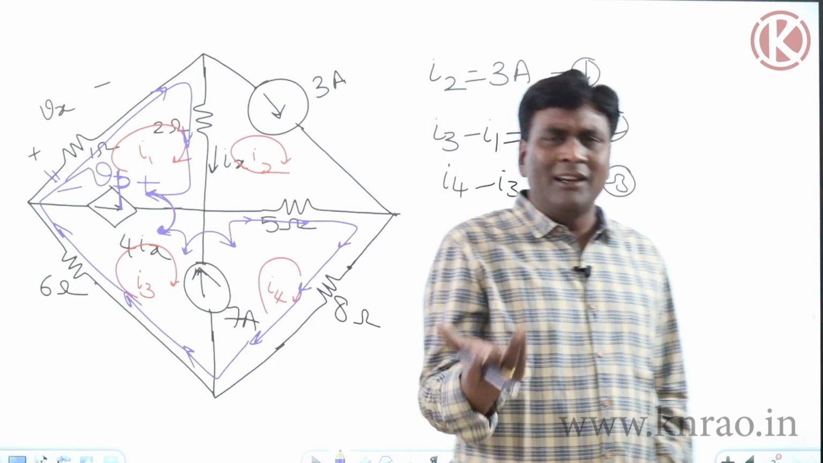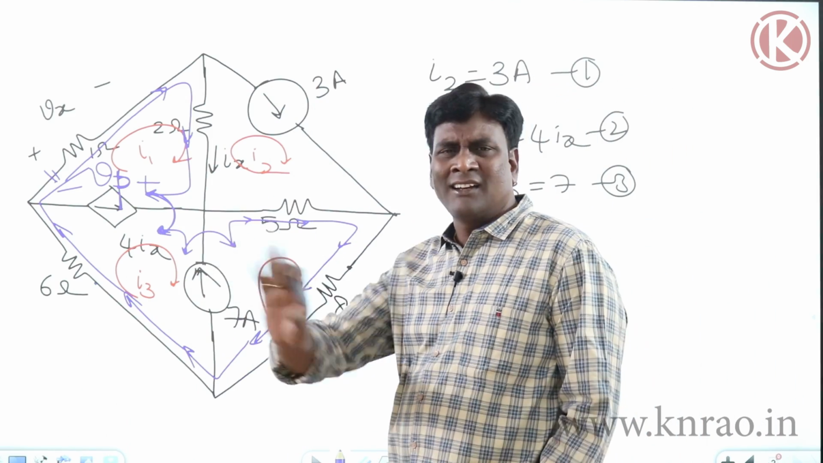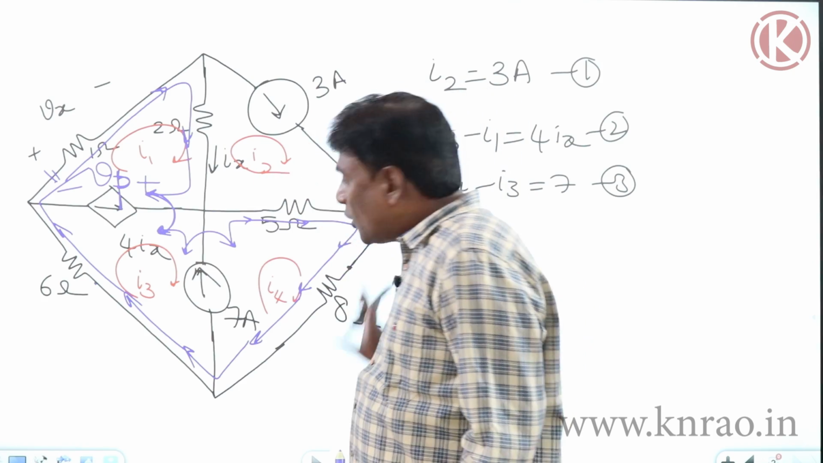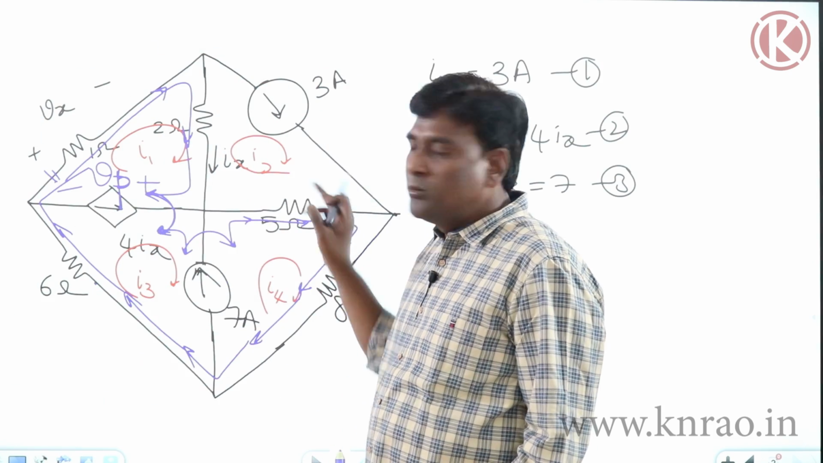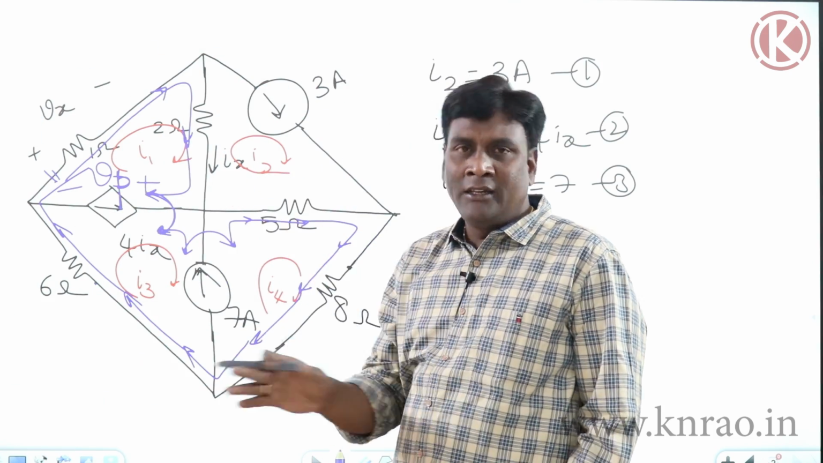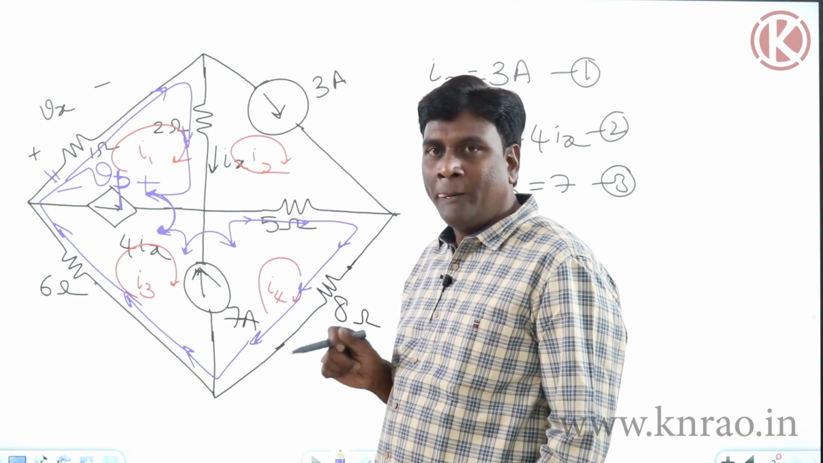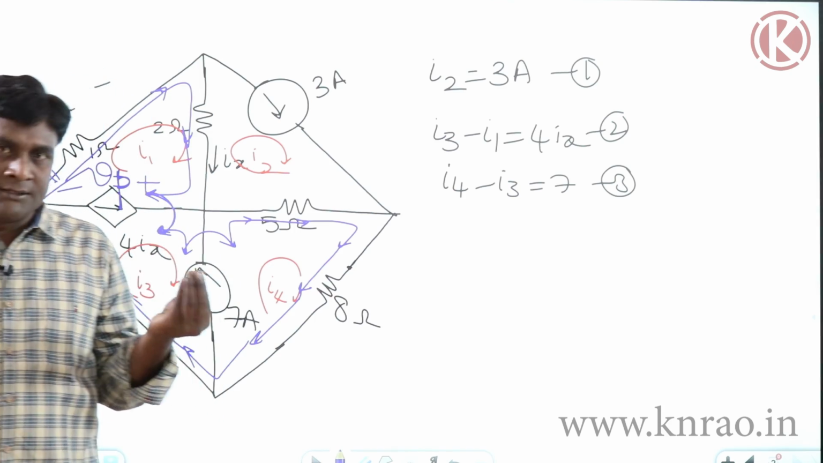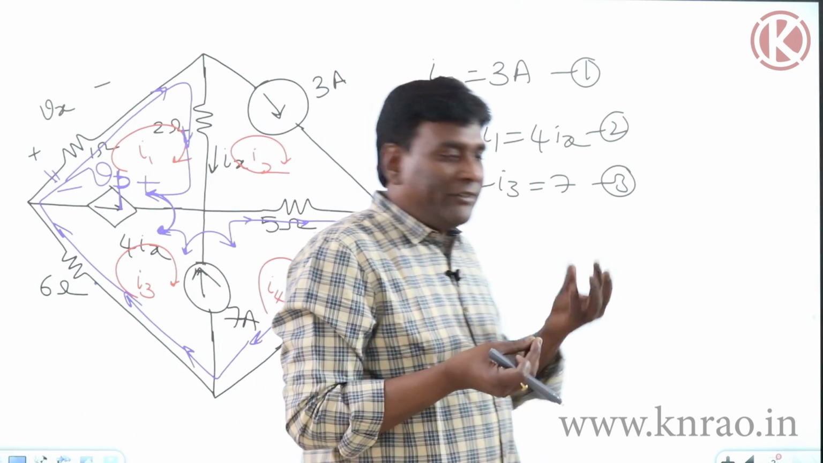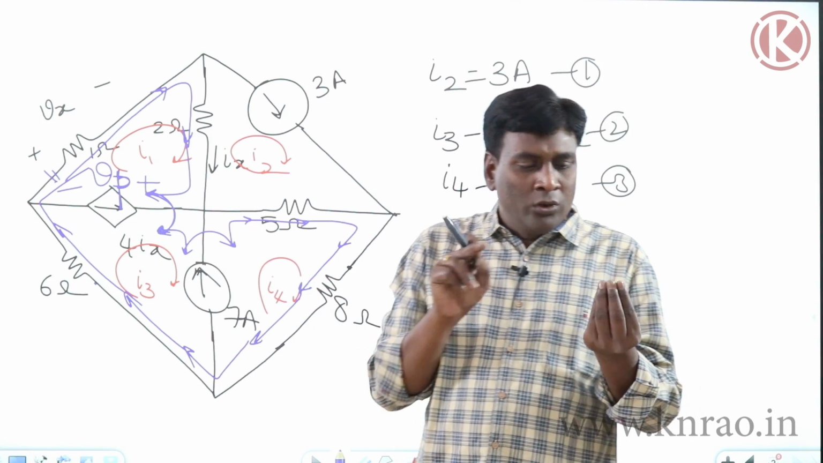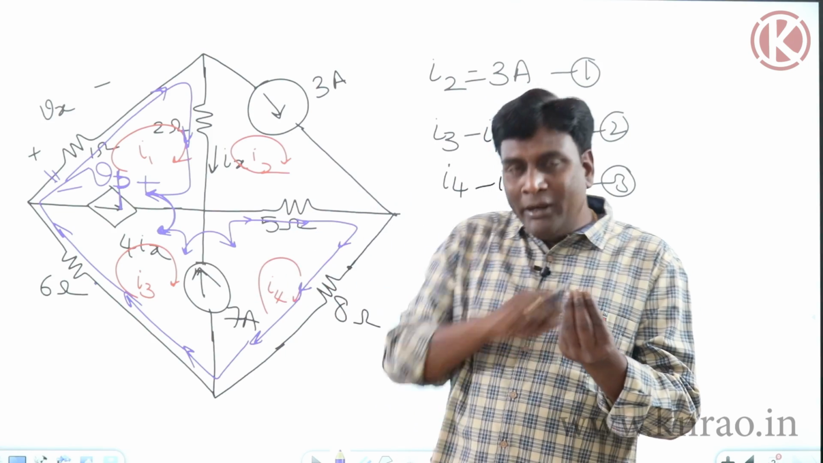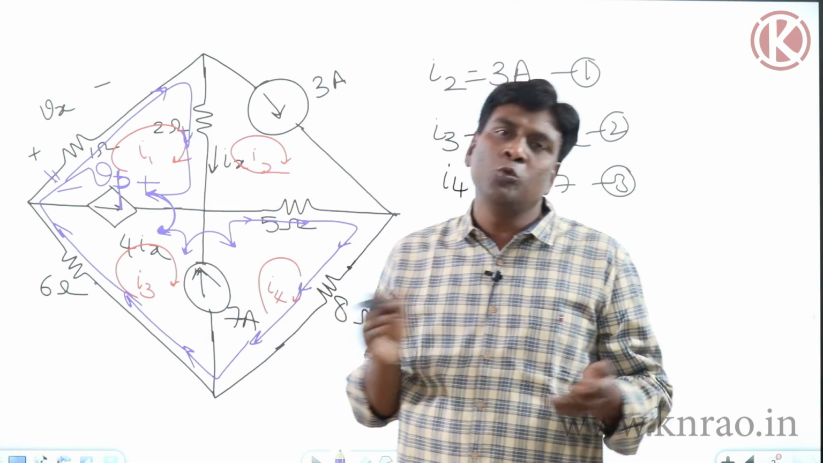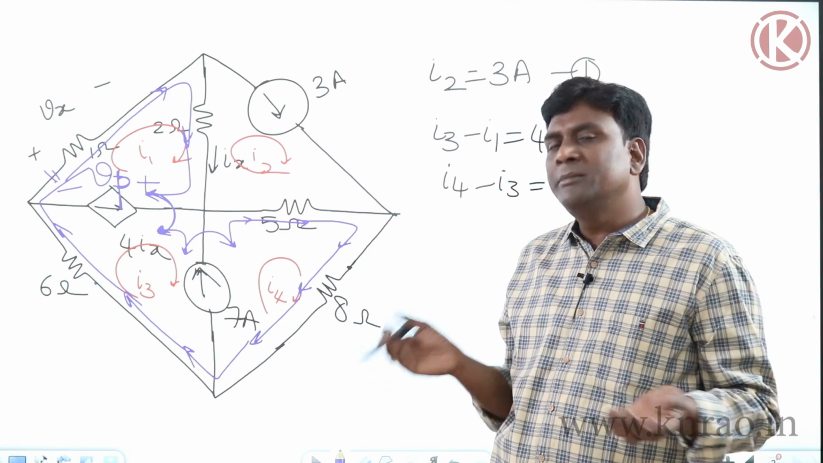Of course, people call it super mesh analysis, but that name is not required. If a current source is connected to the outermost loop of the concerned mesh, I need not apply KVL at all. If a current source is connected between mesh X and mesh Y, then from X to Y combinedly apply one loop analysis, or apply KVL, and the problem is solved.